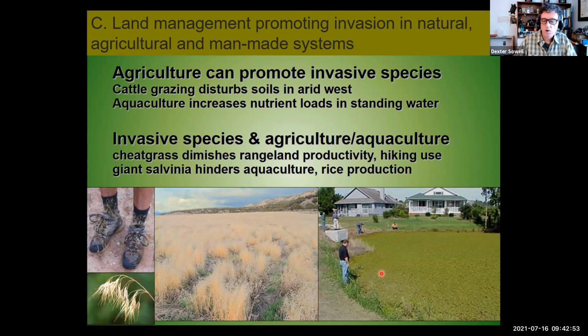Here's someone trying to do some aquaculture in a pond over here, but maybe because of high nutrient loading, they've got a whole bunch of that giant salvinia on top. So trying to convert a water body to, say, an ag use can feed back into creating something that allows an invasive to get a foothold easily.